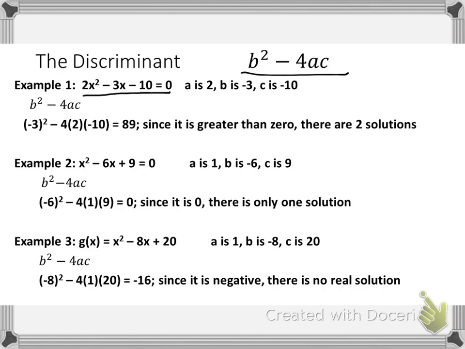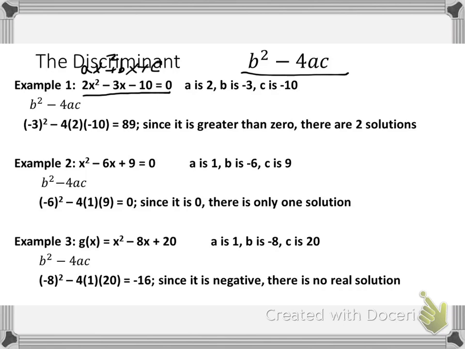So a is 2, because remember this is ax squared. B is negative 3, because this is plus bx. And c is negative 10. Remember, the negative goes with the number that it is in front of. I understand it's plus bx, but that's a negative 3. So b is negative 3, c is negative 10.